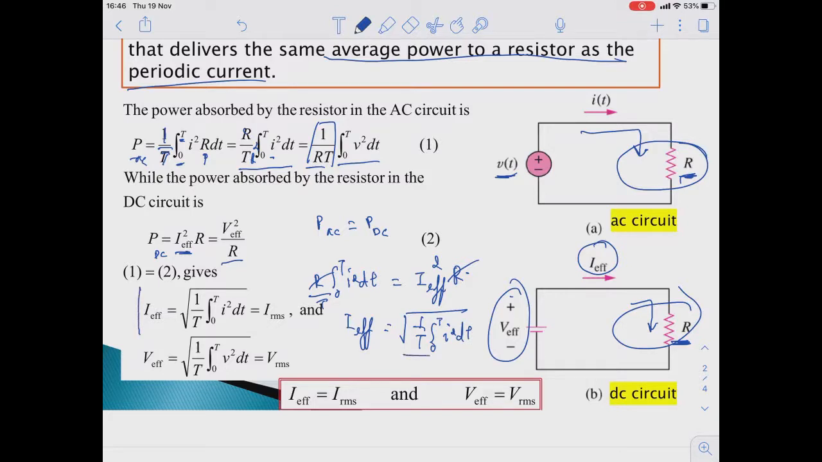And you know that this one is the root mean square, so we can summarize that I effective is equal to I RMS, and similarly V effective is also equal to V RMS.